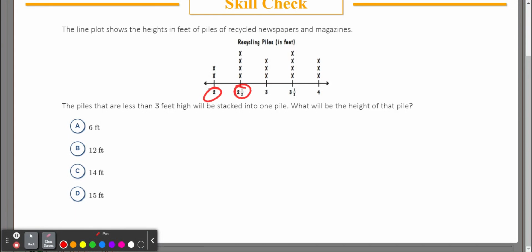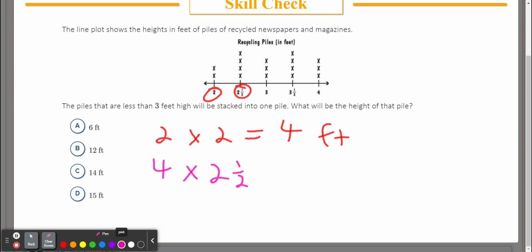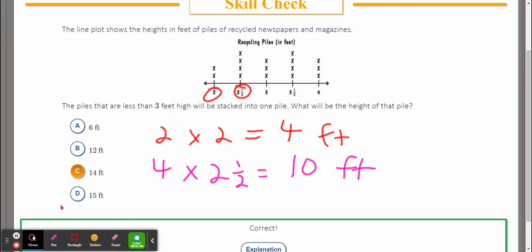Well, let's start with 2 feet. How many piles are 2 feet tall? Well, 2. So 2 piles times 2 feet gives me 4 feet is how tall that first category is. Now let's look at 2.5. There's 4 piles in the 2.5 category. So if I do 4 times 2.5, that gives me 10 feet. So if I add all of those piles together, the piles that are 2 feet and the piles that are 2.5 feet, I get 4 plus 10 feet, or 14 feet.